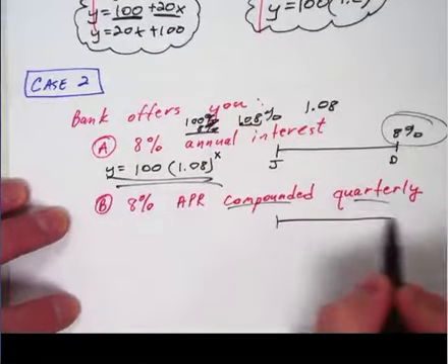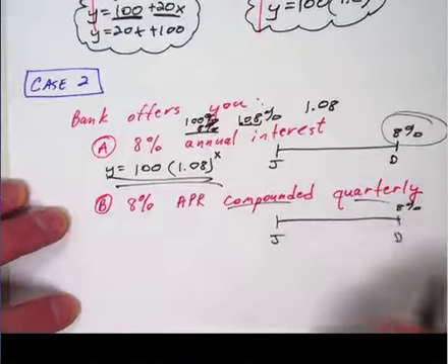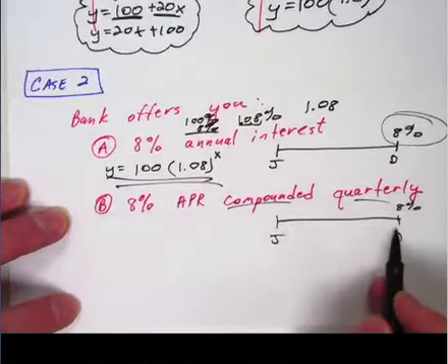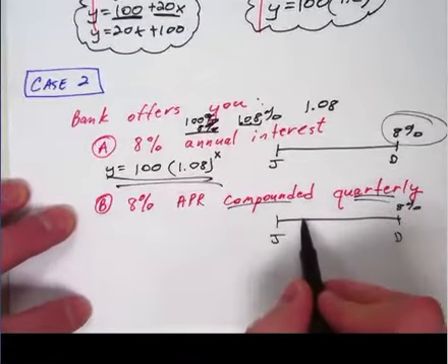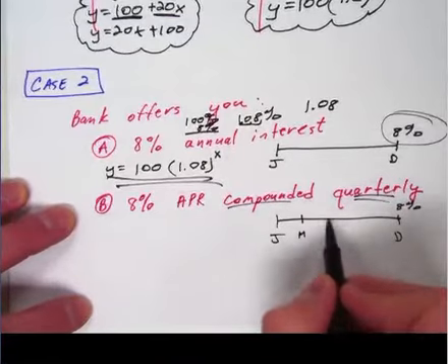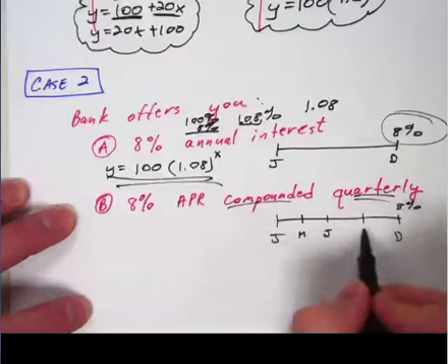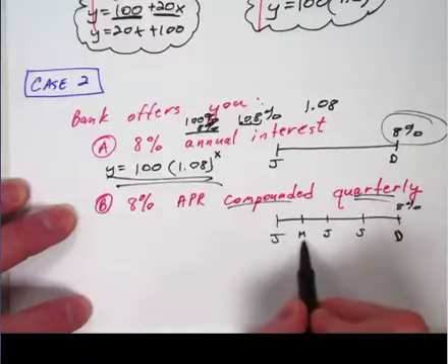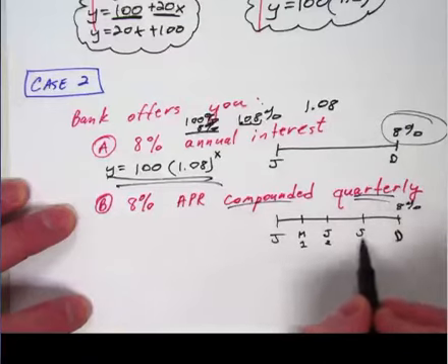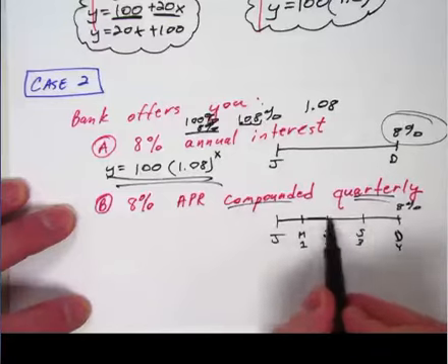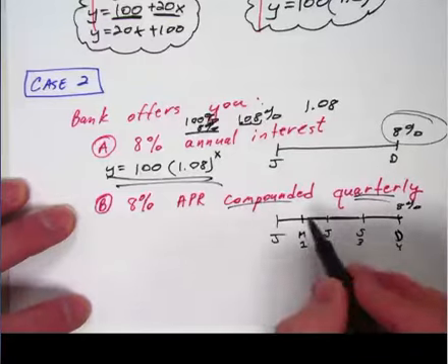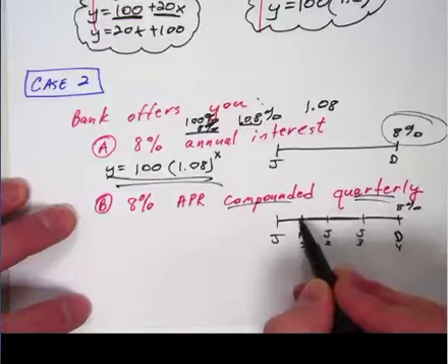Well, if I make my calendar from January to December, they're going to give me 8%, but they're not going to give it to me just at the end of the year. They're giving it to me every quarter of a year. Quarters of a year, that means there's 4 of them. There's 4 quarters in a year, and they come at the end of March, the end of June, the end of September, and the end of December. So there is first quarter, second quarter, third quarter, 4 quarters in a year. 1, 2, 3, 4. And so I get my money compounded at each of these marks.